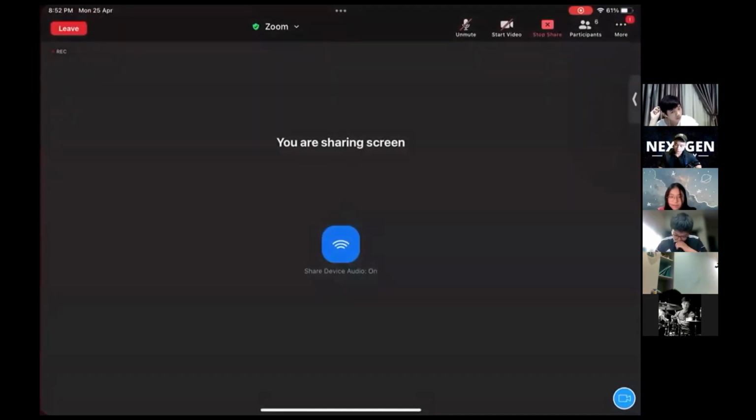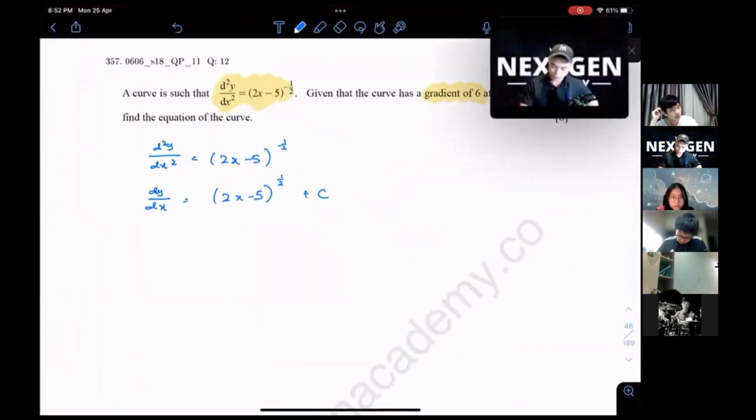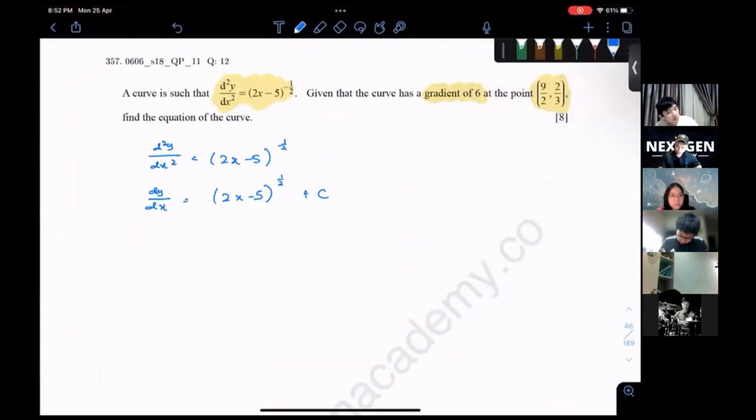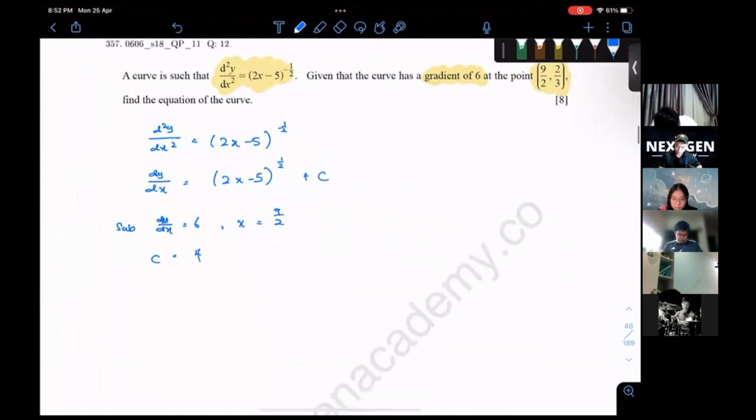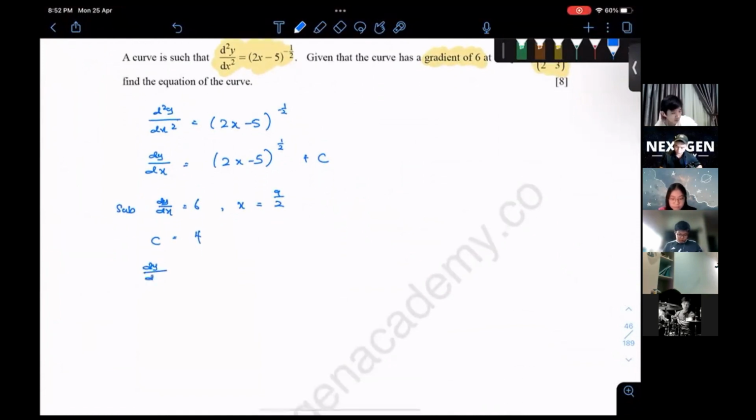Okay, your c value here you should get. If I sub dy/dx equals 6 and x equals 9/2, your c value, you should get 4. Okay, show your working in exam. Please show it so that you all can check back also. Plus 4. So this is your first constant that you have to find, which is your dy/dx.